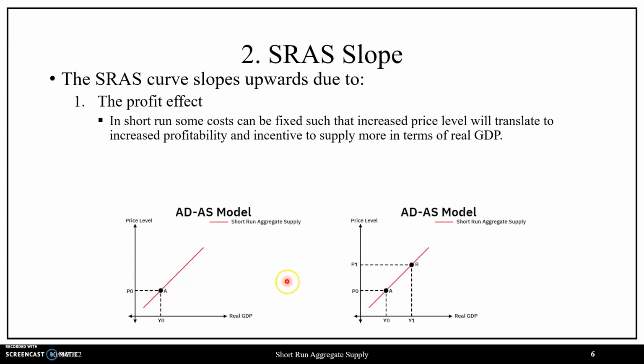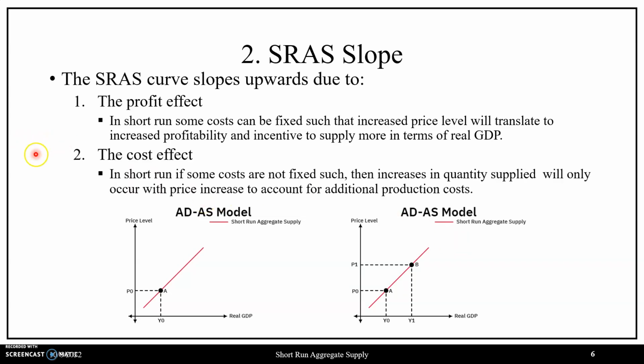Moving on to our graphic on the right, if we're at the price level P0 at the quantity level Y0, and the price level were to increase from P0 to P1, given that there are fixed costs these firms are facing due to being in contracts, this means increased profitability. With increased profitability, they would want to increase quantity supplied in terms of real GDP, going from Y0 to Y1, which lands us on point B. At point B, we see that due to the price level increasing, the quantity level responded by increasing as well, generating a positive relationship between the price level and quantity level of real GDP supplied, as required.